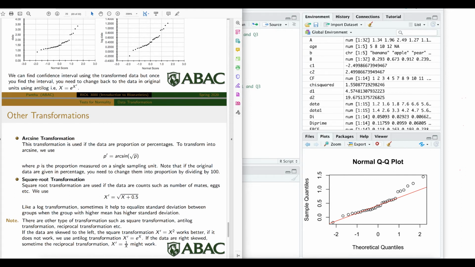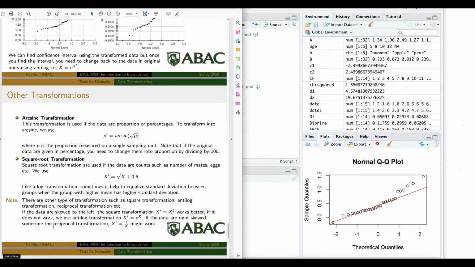Note that if the original data are given in percentage, you need to change them into proportion by dividing by 100. Next is the square root transformation. Square root transformation is used if the data are counts, such as number of mates, eggs, etc. This is the formula: x prime equals the square root of x plus 0.5. Like a log transformation, sometimes it helps to equalize standard deviation between groups when the group with higher mean has higher standard deviation.